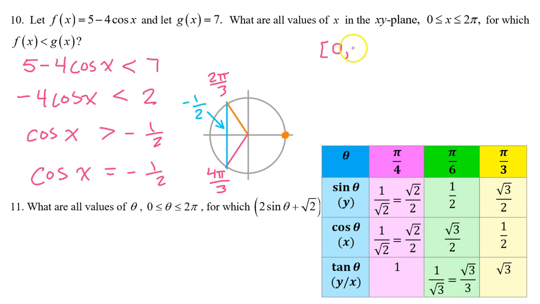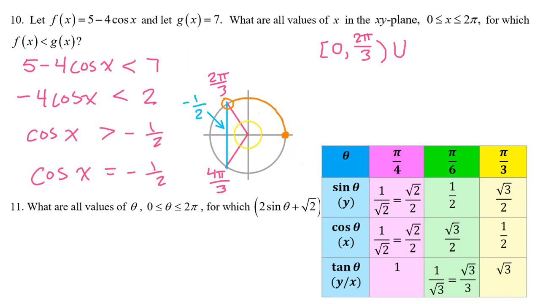So, the intervals where the solutions exist will go from 0 to 2 pi over 3. But at 2 pi over 3, I'm going to put an open circle. And for my interval notation, I'm going to put a parenthesis. That indicates that 2 pi over 3 itself is not to be included.